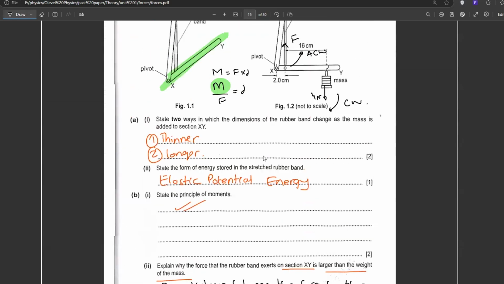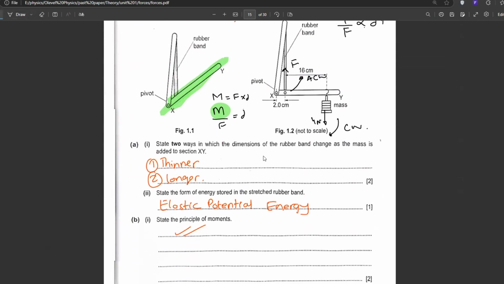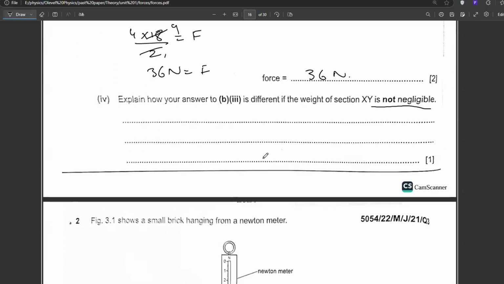Explain how your answer to part B3 is different if the weight of the section XY is not negligible. Can you see, before starting this question, we have made a very big assumption that this entire region has a negligible mass, which is very absurd. If that is not the case, its weight will also generate a clockwise moment. Hence, your anti-clockwise moment must also increase. Your force in the wire XY must increase. So, how will you state that?